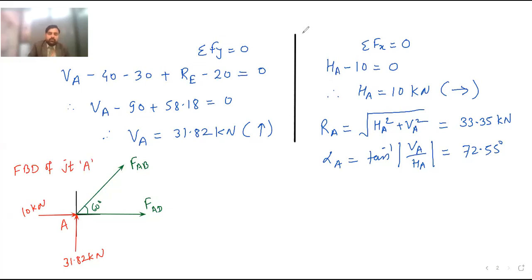Now resolve the force. If I resolve this FAB, I will show the resolution here only. So this is the vertical component. This is the horizontal component. Okay. So now here I can write FAB. Cos 60, sin 60. Sin 60. Cos 60. Okay. And this is FAB sin 60, because this is the horizontal component.